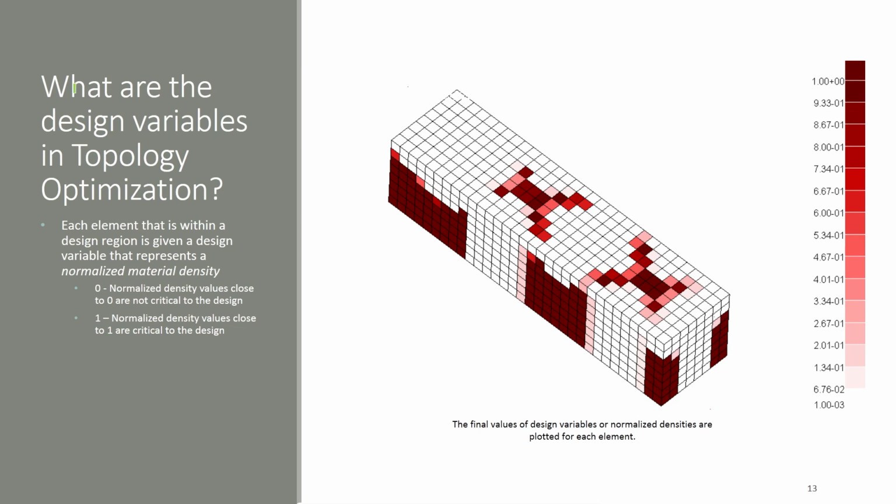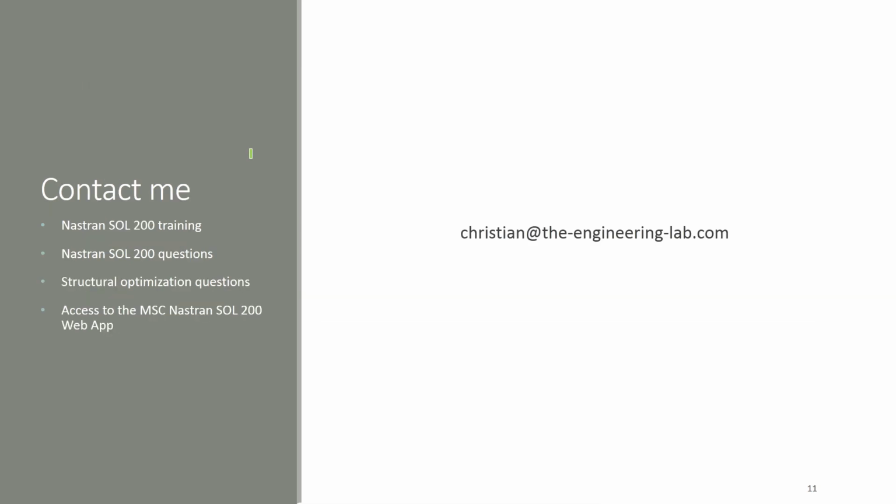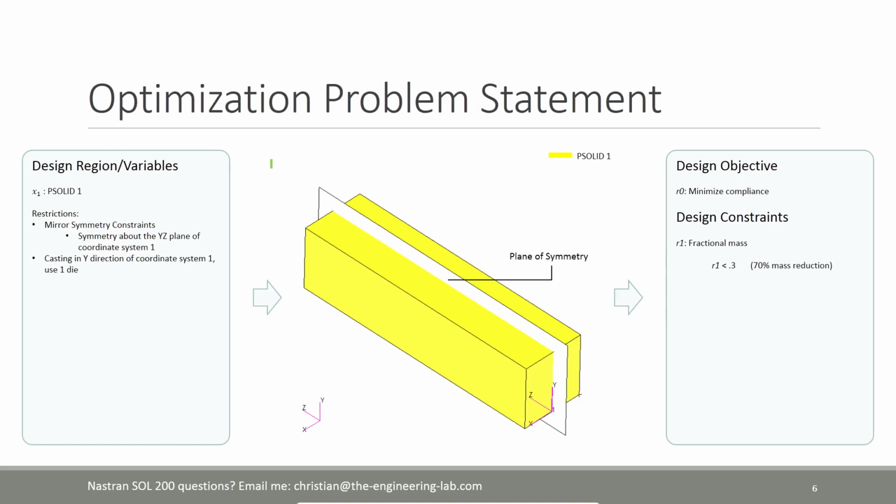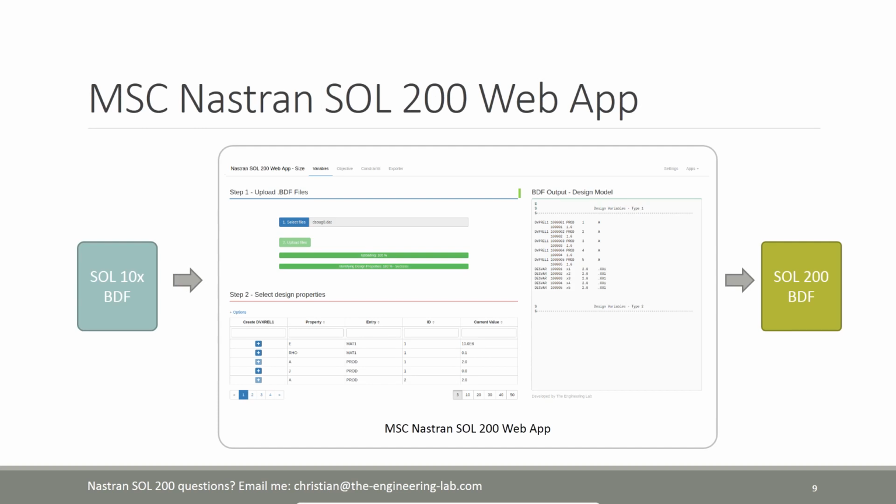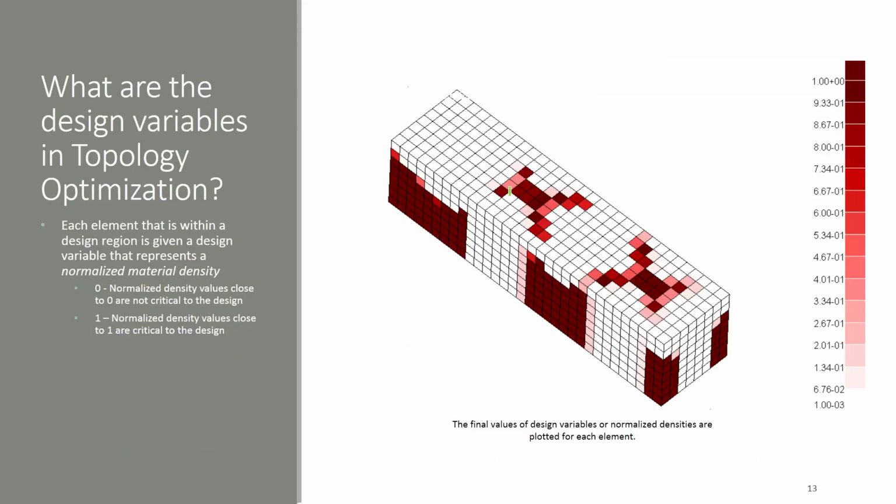The first question you might have is, what are the design variables in topology optimization? Remember that at the very beginning of this presentation, we said that this PSOLID 1 is the design region. What Nastran does internally is assign each element, and here I'll pick some arbitrary element that I'll call xi, where i is the element, a design variable. It'll create a design variable for each element that corresponds to what's called the normalized material density.